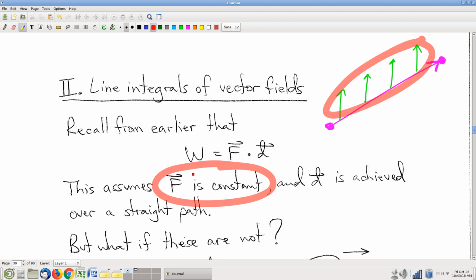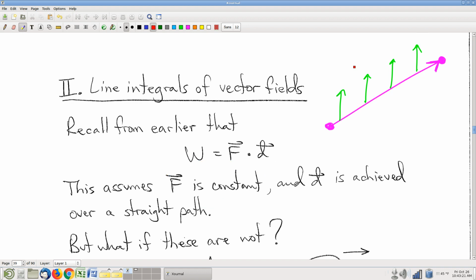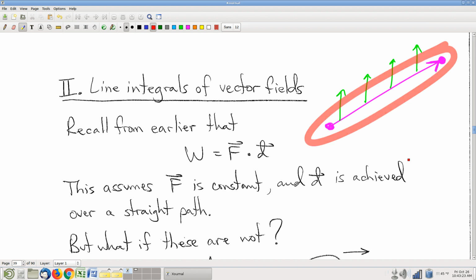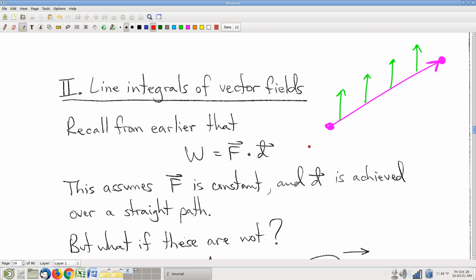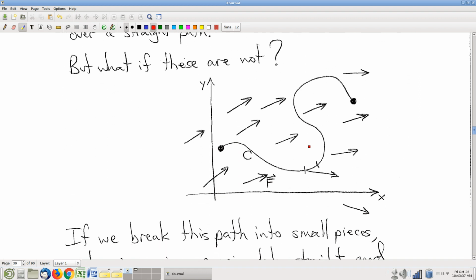Similarly, this formula assumes that your displacement is a straight line displacement. What if it isn't? Who says that we always have to move in straight lines? We usually don't move in straight lines. Most roads, at least around here, hilly as it is. So what if this is your story? What if your path is a curvy path that you're moving along? And what if the force that you're applying is not always the same, so these force vectors are noticeably different in these different locations.